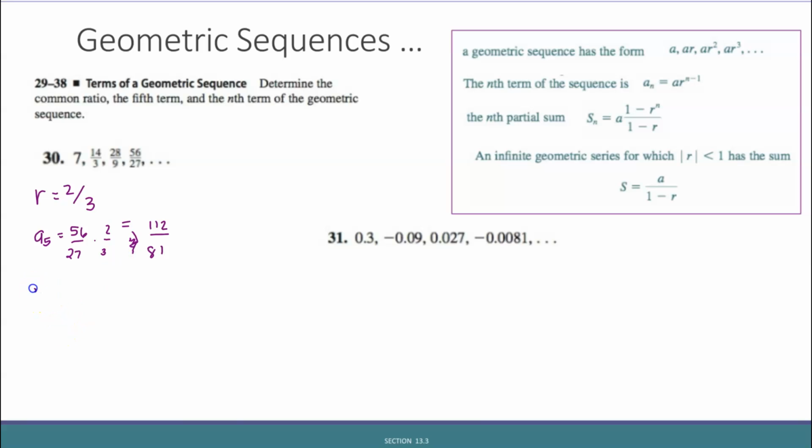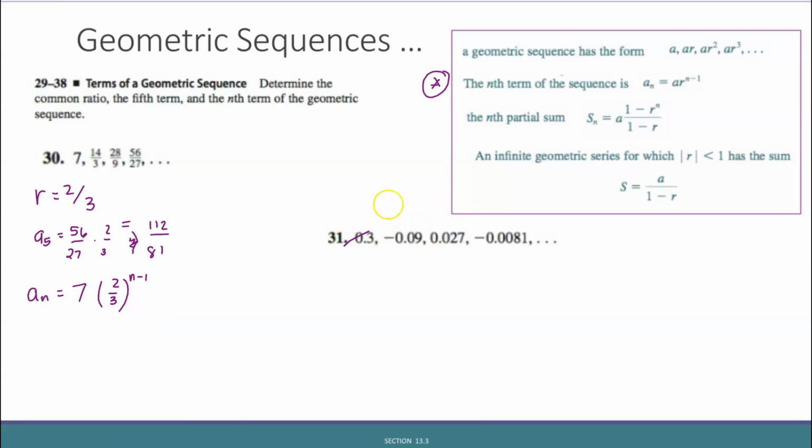Find the nth term. So what is the general formula? Here's where we're going to find the nth term. The nth term is A, that's the first term, 7. The common ratio, we just found that to be 2/3. It's only the 2/3 that's going to get raised to the n minus 1 power. And that's it for problem 30. Okay, let's move on to 31.